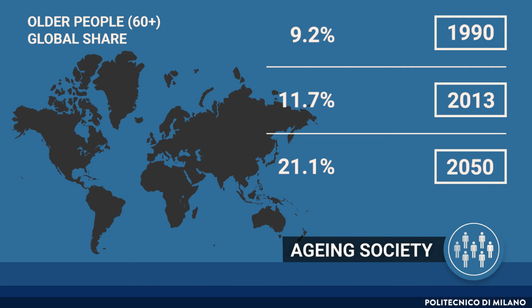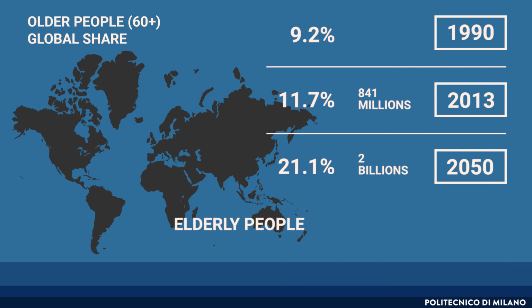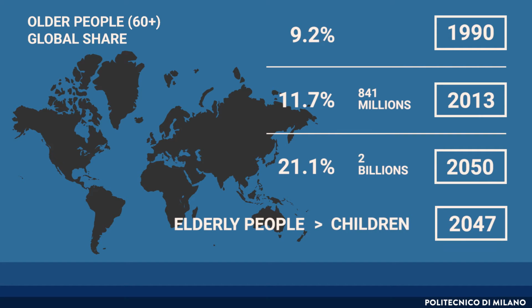Globally, the number of older persons is expected to more than double from 841 million people in 2013 to more than 2 billion in 2050. Elderly people are projected to exceed the number of children for the first time in 2047.